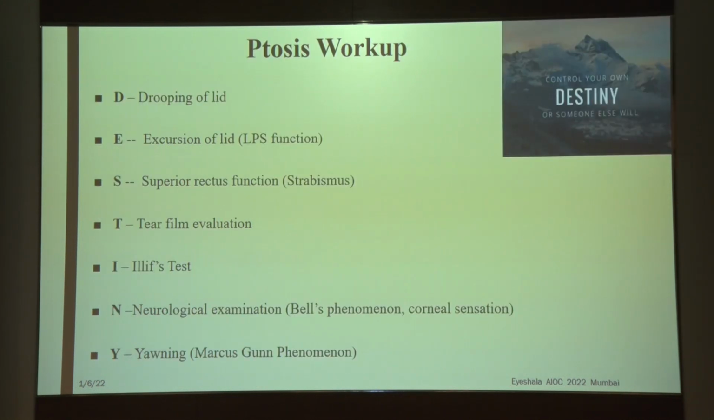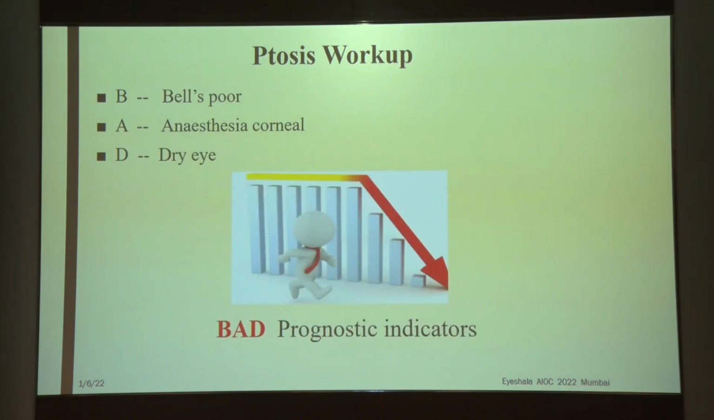Now, if you can remember this mnemonic, DESTINY, the few important things: D for the drooping of lid, E for excursion of the lid, the LPS function, S for the superior rectus function, tear film evaluation, epinephrine test, Bell's phenomenon and corneal sensation cover the neurological, and the Marcus Gunn by yawning. And again, there are three bad prognostic indicators known by the mnemonic BAD, where the Bell's is poor, cornea is anesthetic, and the dry eye is present. So these are bad prognostic. Either you undercorrect or you may have to avoid surgery altogether.